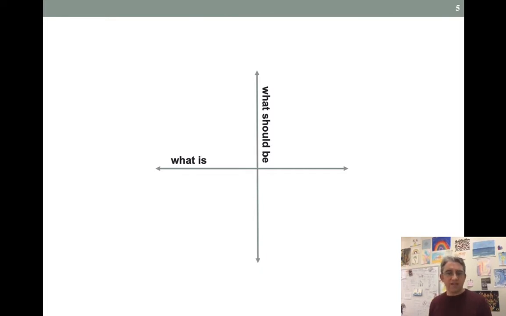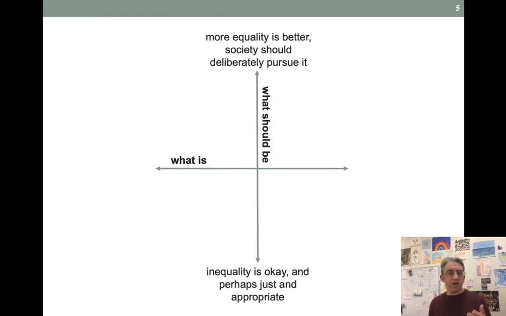The vertical axis is what should be in someone's view. And that could range from, at the top, more equality is better, and society should deliberately pursue it, to at the other end of the axis, inequality is okay, and perhaps inequality is just and appropriate. So that's a range of perspectives that would be captured there. I've given you some caricatures, perhaps, but you can imagine a spectrum.